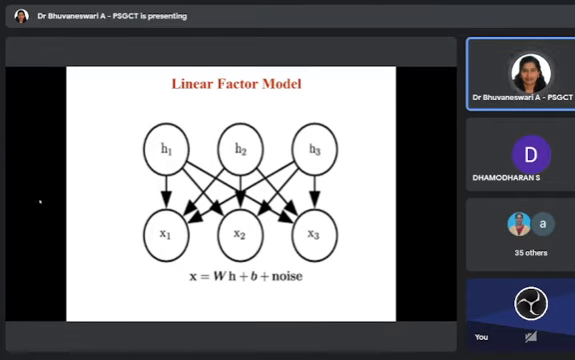In this model, you don't have a hidden layer; you have just the input and the output. Okay, it's processed.